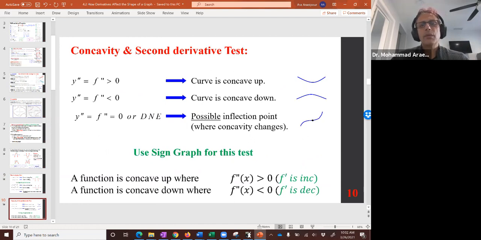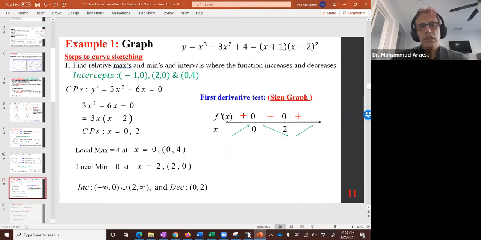When f double prime is positive, the graph is concave up. When it's negative, it's concave down. And the point where the change occurs is known as the IP, or inflection point. And again, a sign graph is the one that will give us the details.